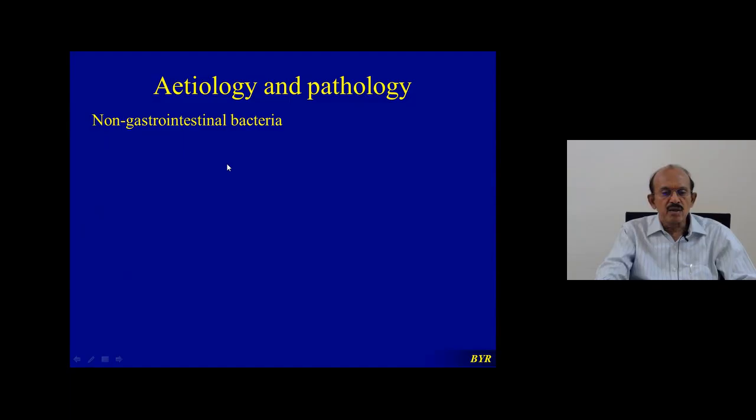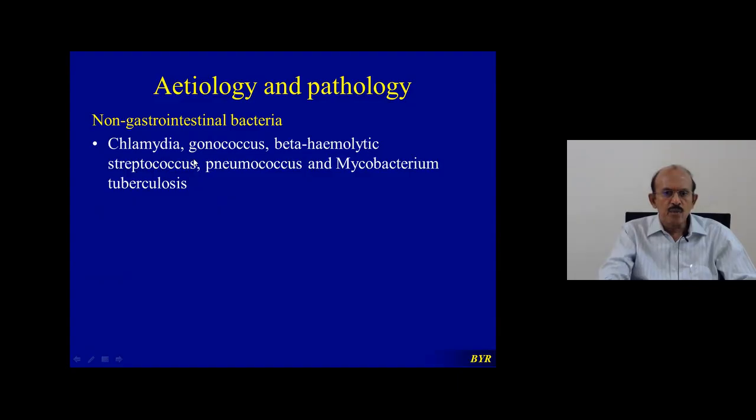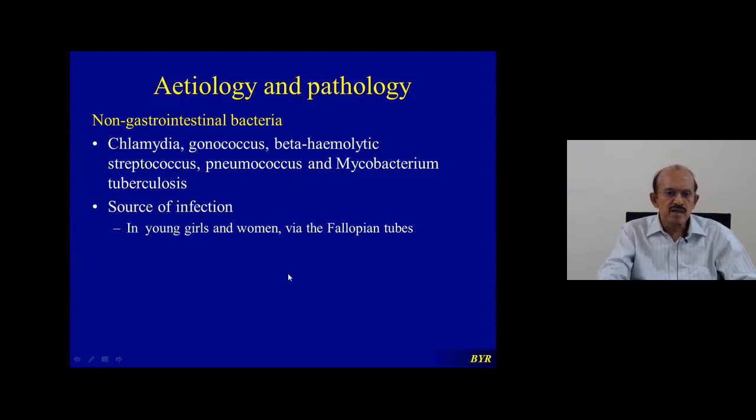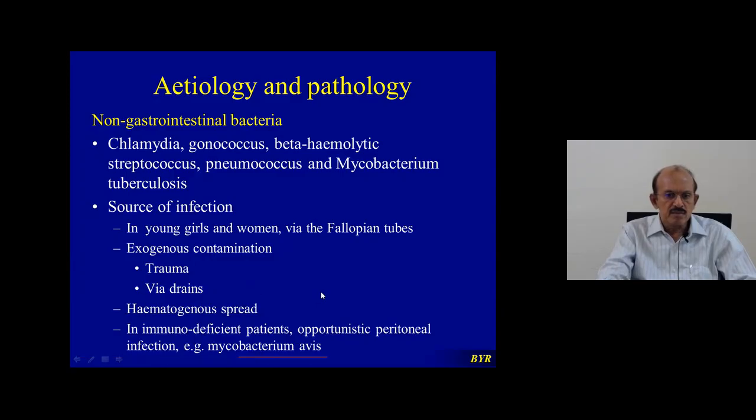Then the bacteria can be from a non-gastrointestinal source. That means chlamydia, gonococcus, beta hemolytic streptococcus, pneumococcus, and Mycobacterium tuberculosis. So all these things come either from the genital tract in a female patient or from blood spread. Source of infection in young girls and women is via the fallopian tubes, that means via the pelvic genital organs, or exogenous contamination due to trauma, via drains, or hematogenous spread. In immunodeficient patients, opportunistic peritoneal infection, for example Mycobacterium avium, can occur.